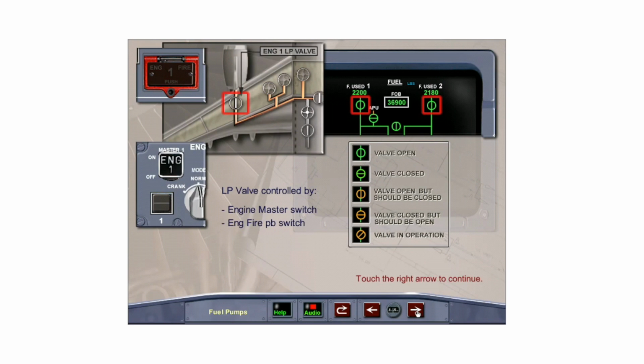A cross line in amber indicates the valve is closed when it should be open. Inline and amber indicates it is open when it should be closed. The valve is shown in amber when it is in transit.